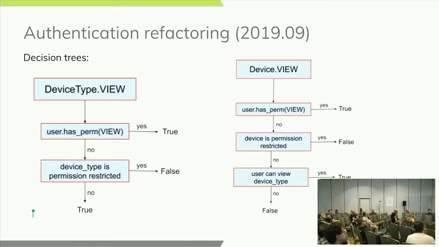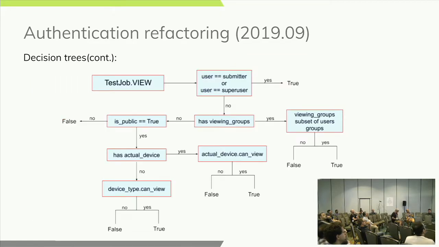It's quite simple for device and device types, and for the test job, it's a bit trickier since we are still using the viewing groups in these public fields. That's all I had.